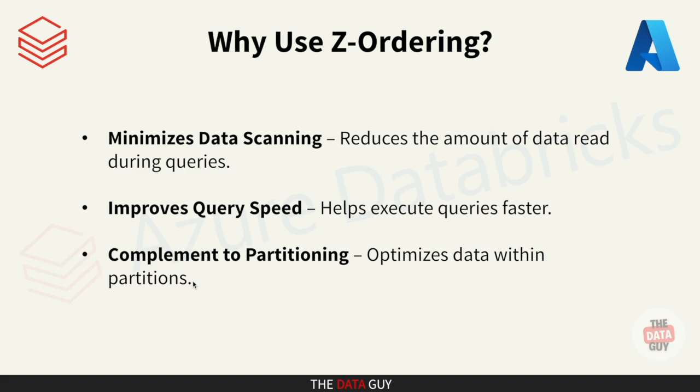Second one is to improve the query speed. By reducing the number of files or partitions scanned, queries execute faster. Next one is complement to partitioning. While partitioning organizes data hierarchically, Z ordering optimizes data within partitions.